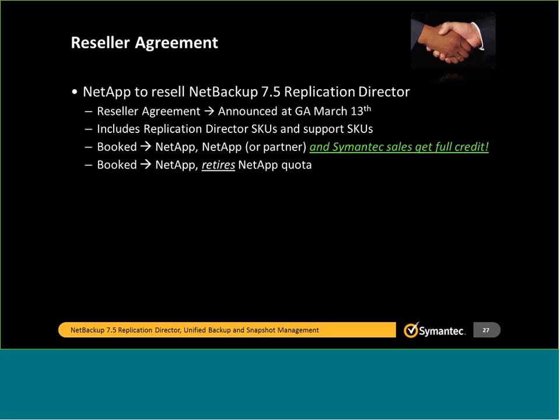Another neat thing that we did with this is we put together a reseller agreement with the NetApp team so they could put it on their price list, and this is available. Now, the only thing that is available on the price list is Replication Director. So if a customer is adding this to a current NetBackup environment, that's no problem. They can buy those SKUs either through the Symantec SKUs or through the NetApp SKUs. That was announced back in March and is available now.